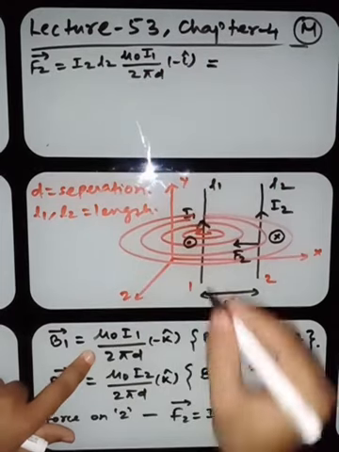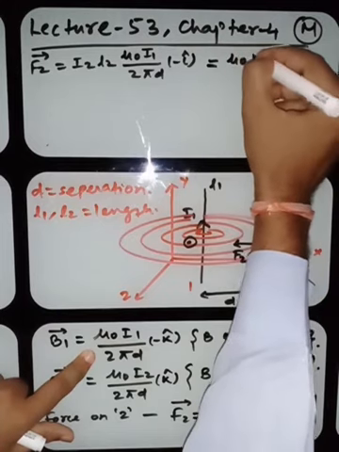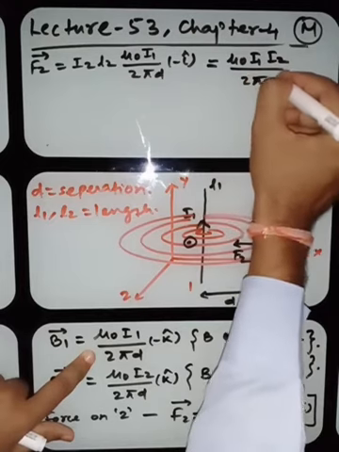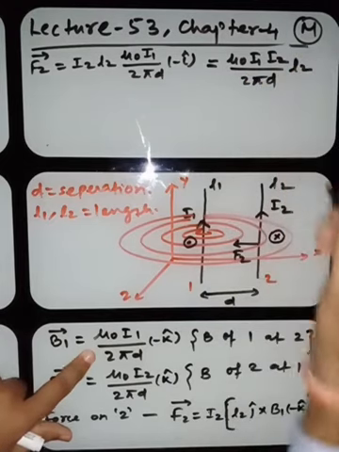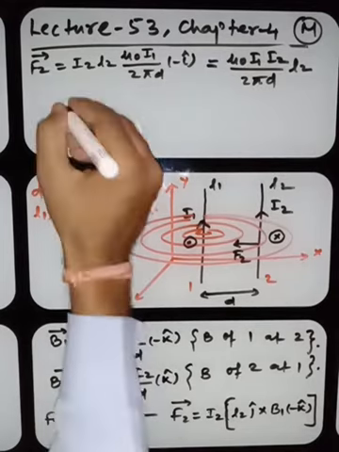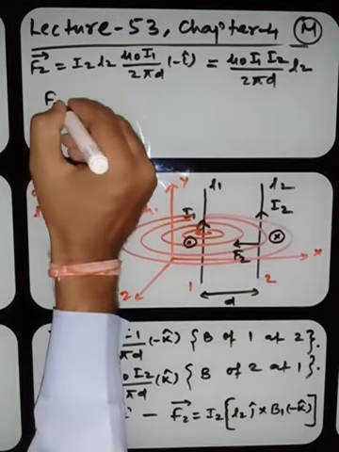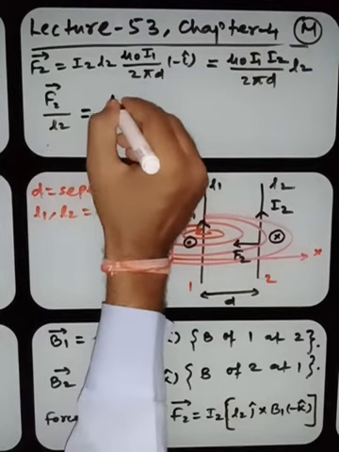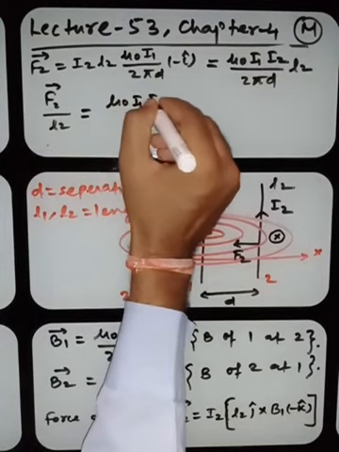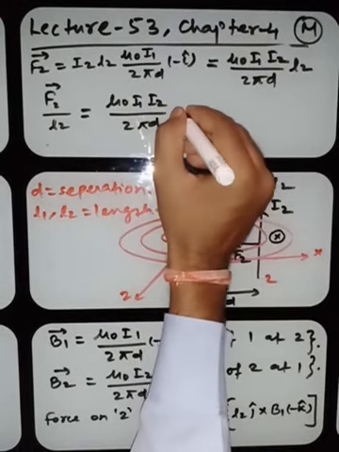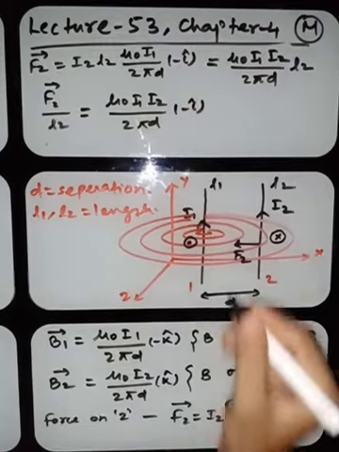This can also be written as mu naught I1 I2 divided by 2 pi d, L2. In the examination you will be asked to find the force per unit length. So you can see the force per unit length is mu naught I1 I2 divided by 2 pi d, and the direction we are getting is minus I.